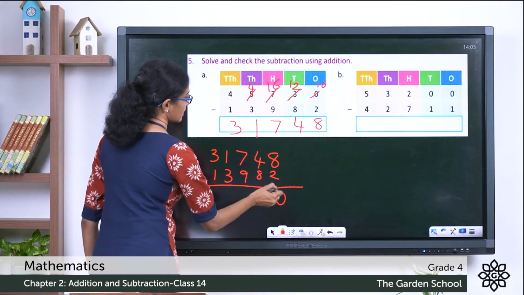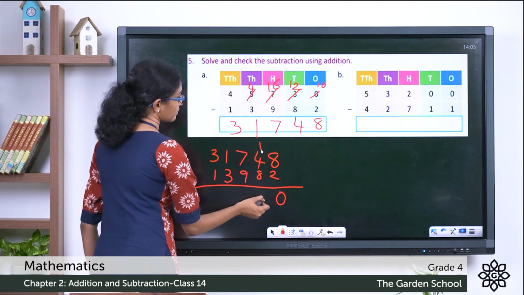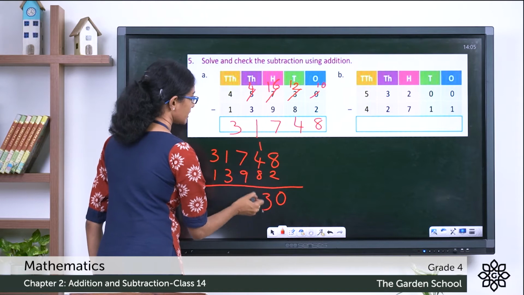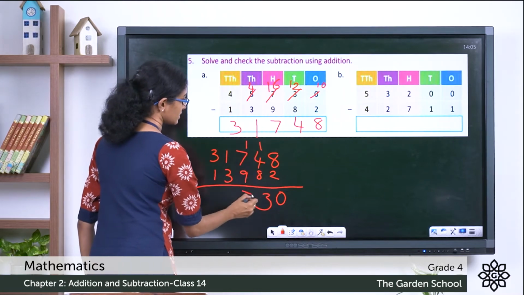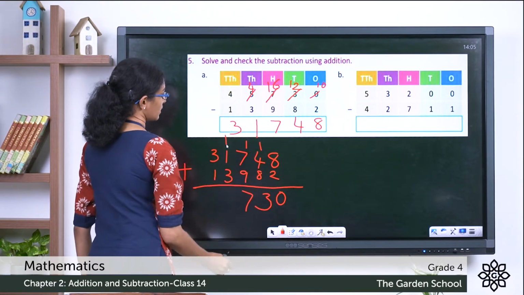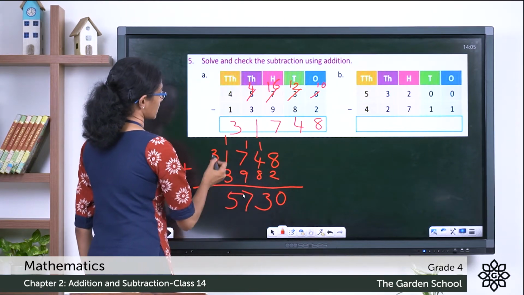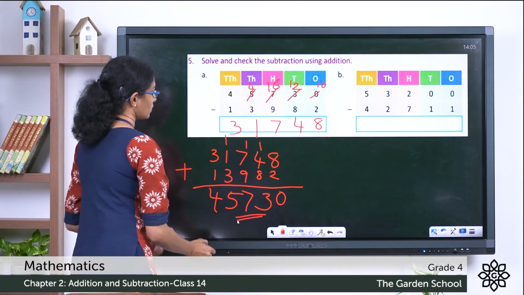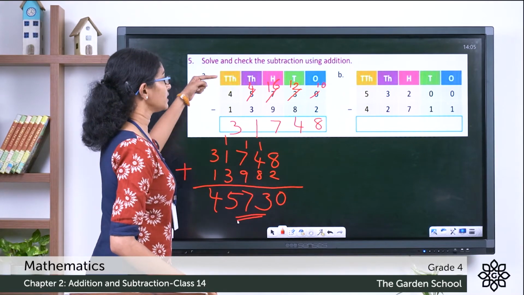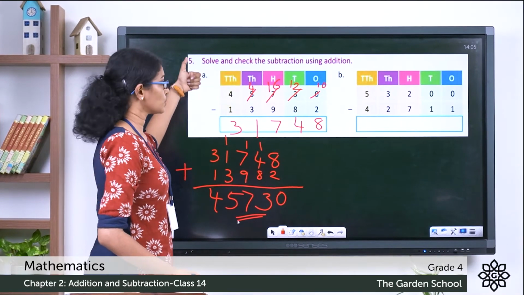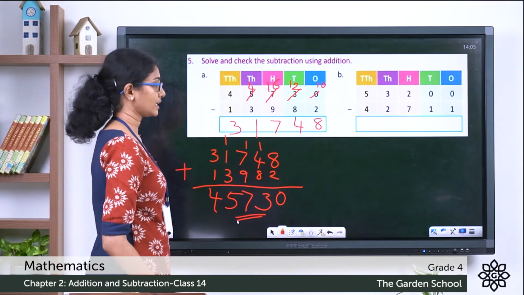8 plus 2, 10, carry over 1. Now here 8 plus 4, 12 plus 1, 13, carry over 1. Here it is 17, carry over 1. Now 3 plus 1, 4 plus 1, that's 5. 3 plus 1, 4. So 45,730, which is the minuend. So the subtraction was done correctly.